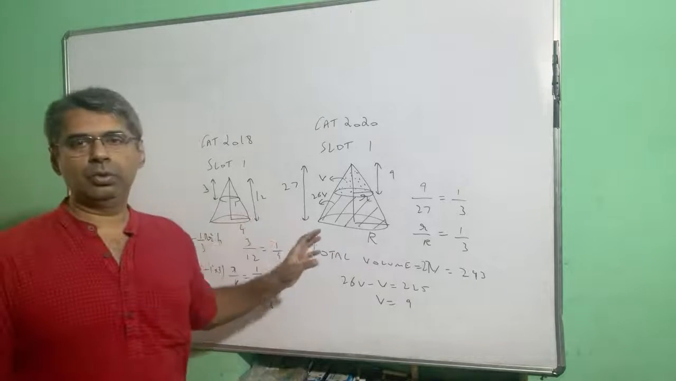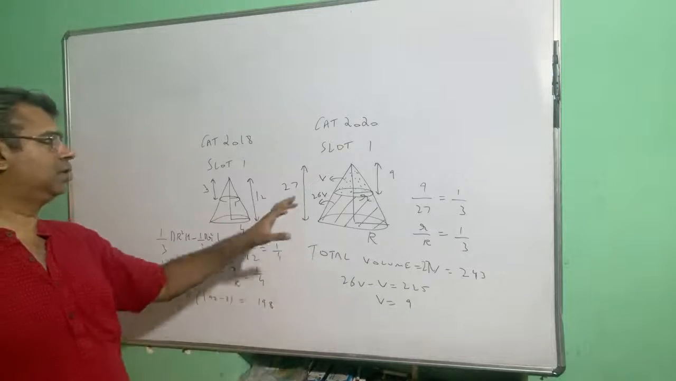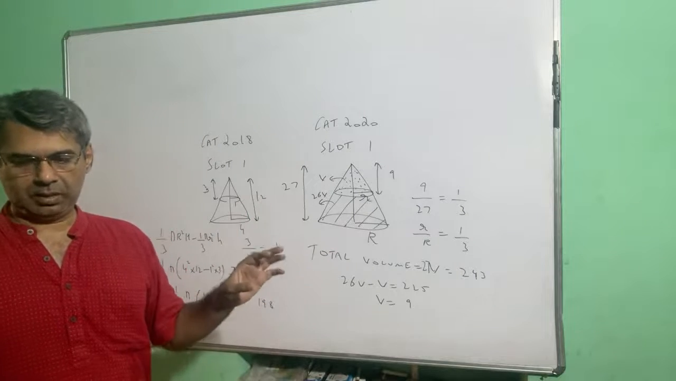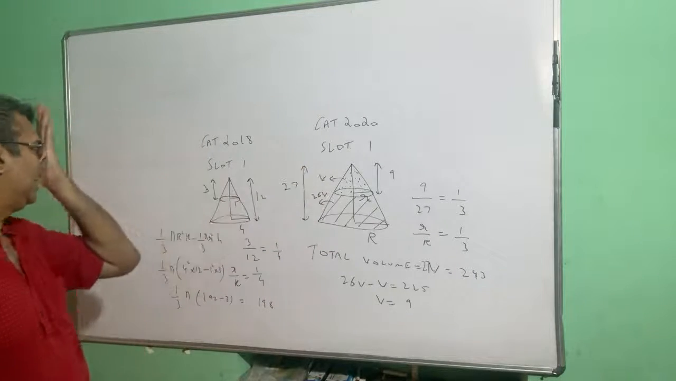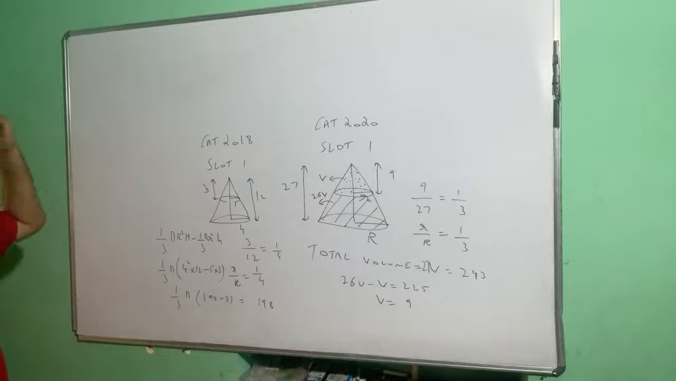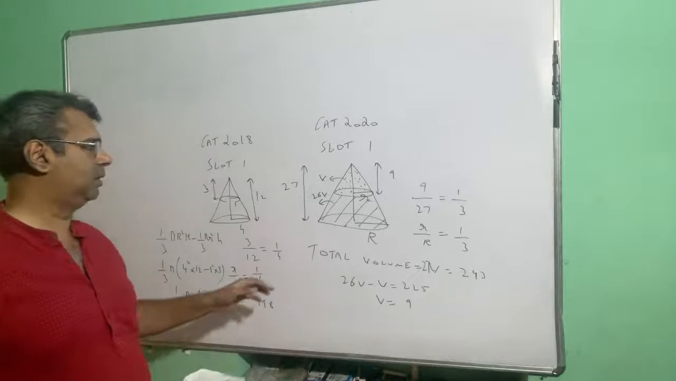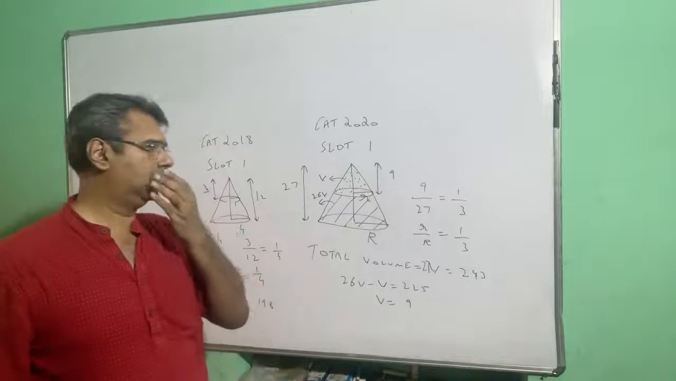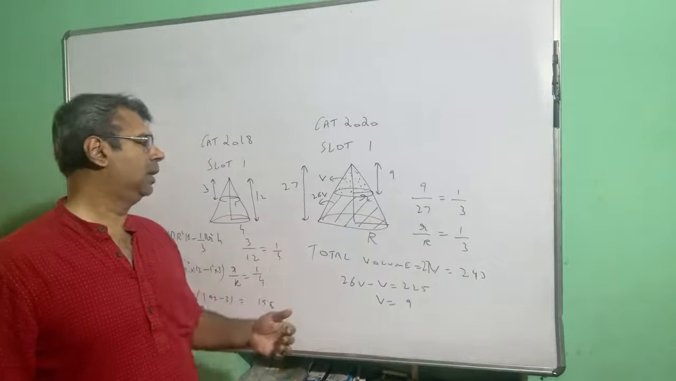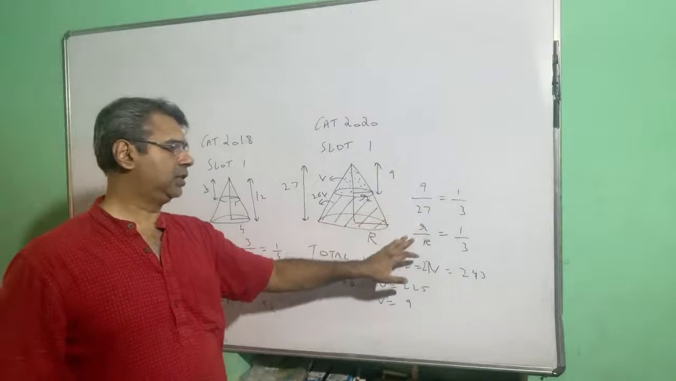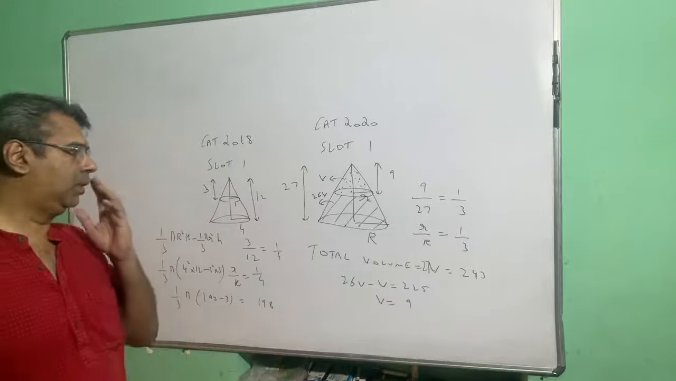So these are the two very recent questions which have come in CAT based on the concept of frustum: CAT 2020 slot 1 and CAT 2018 slot 1, right? Basically, let's summarize the concept. First concept is that whenever you slice the cone, whatever is the height ratio, the same will be the radius ratio. That is concept number 1.